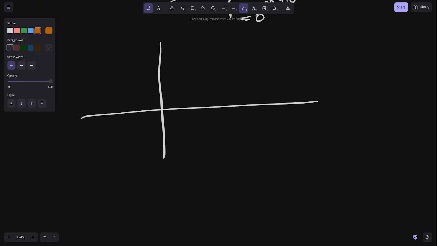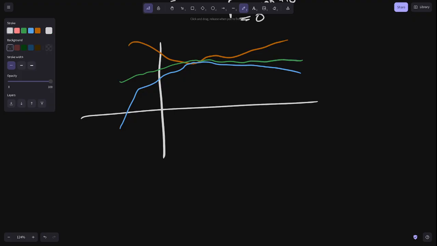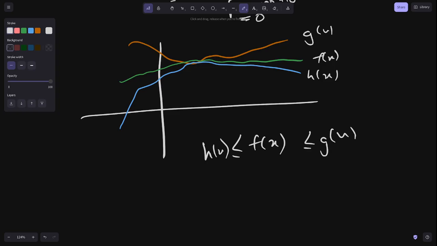So it's not a sandwich, but yeah. Let's say you have three graphs. Let's say this is one graph, and this is another graph, and this is another graph. Let's name these f of x, g of x, h of x. So if f of x is sandwiched between two functions, let's say at this point it is sandwiched, right?